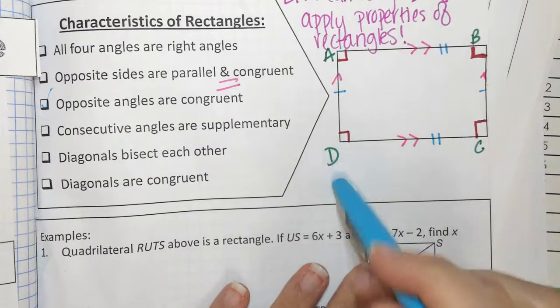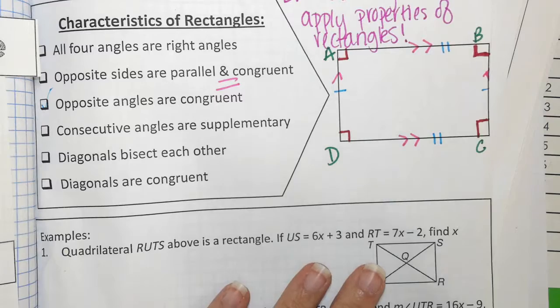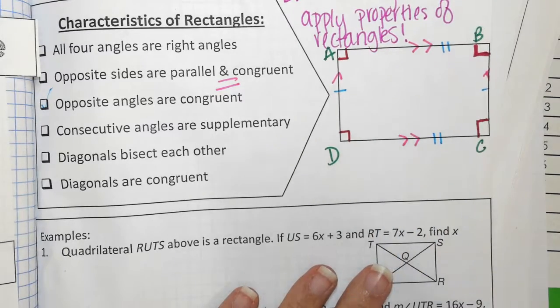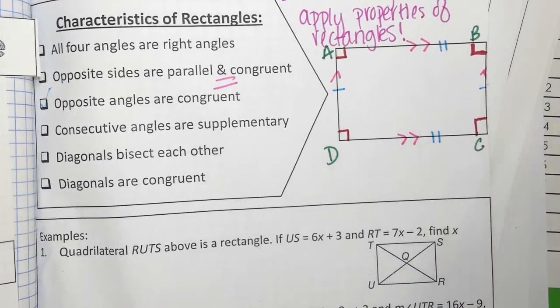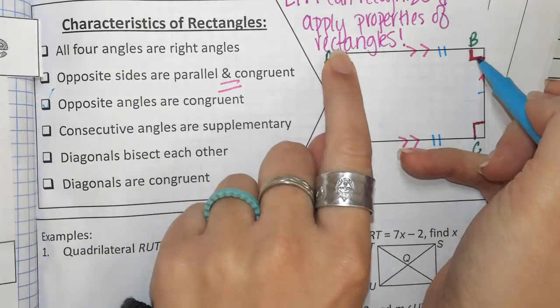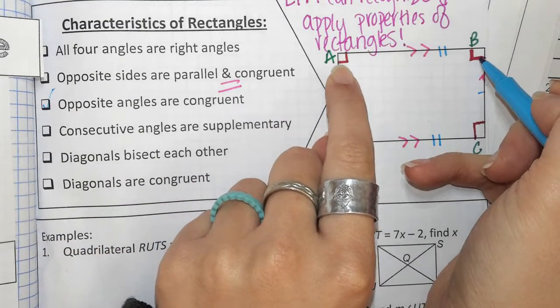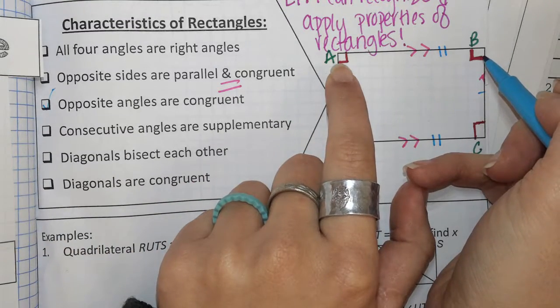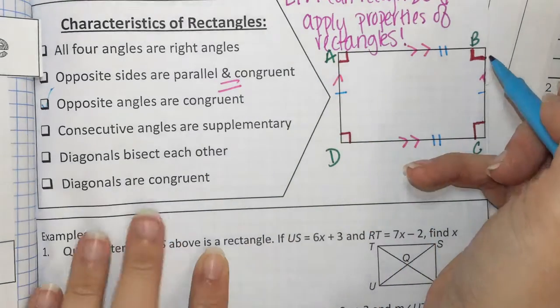Okay. All right, what is consecutive with B? BC and AB. Good. All right, so are those supplementary? Yeah. Why? Because 90 plus 90 is 180.